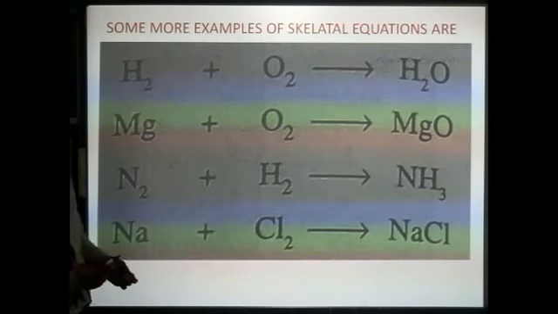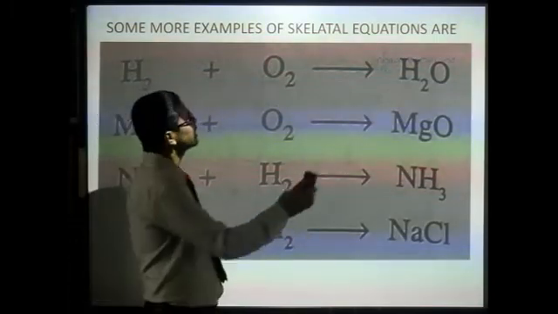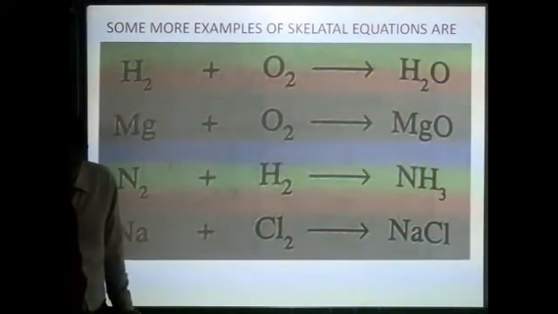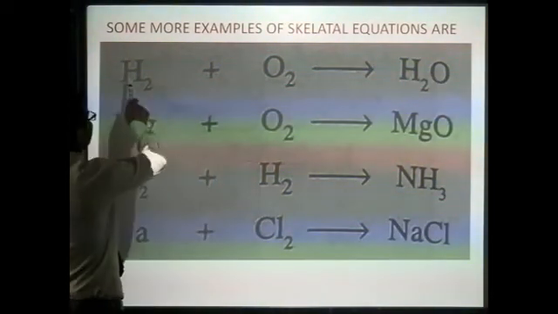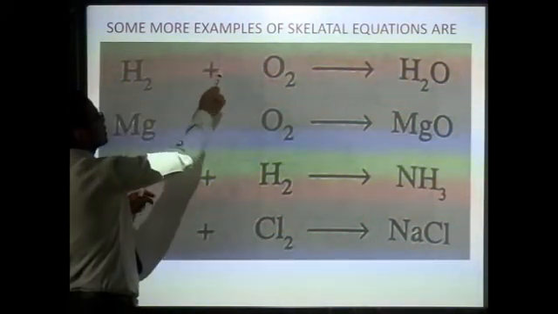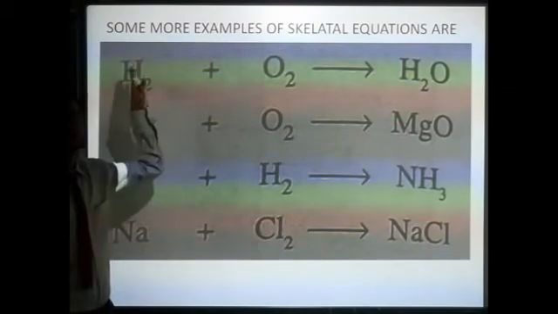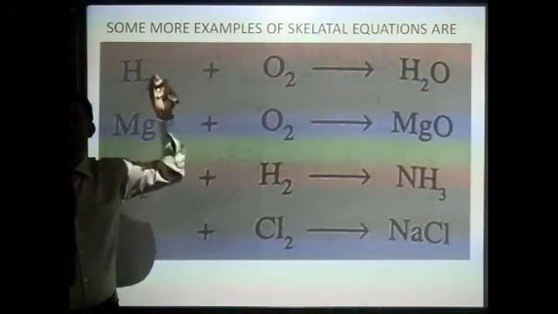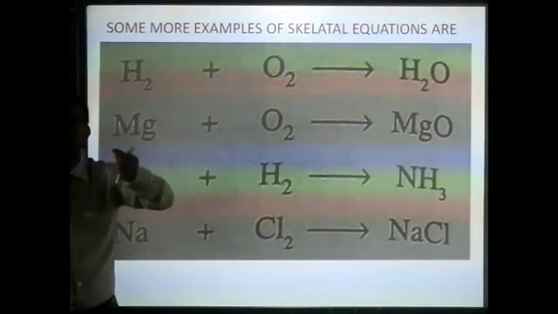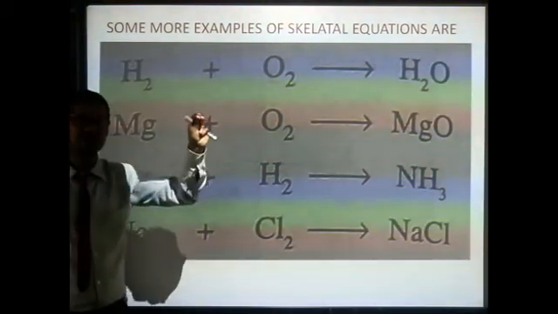Okay, you can see some more examples of skeletal equations. Why are these equations skeletal equations? You can see here hydrogen H2, oxygen O2, two reactants, so plus. Now you cannot say this is a word equation. This is a chemical equation itself. A skeletal equation is a chemical equation, not a word equation. We are writing it in the form of symbols and formulae.